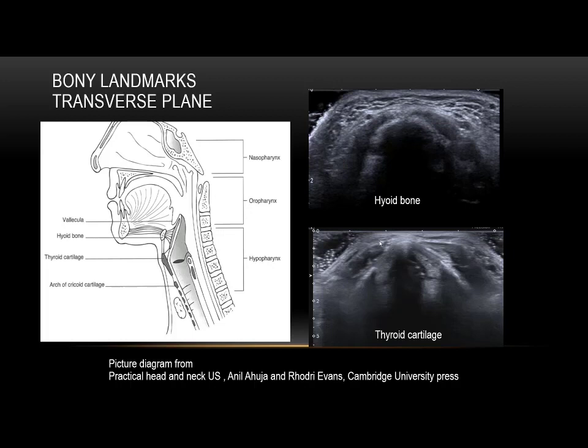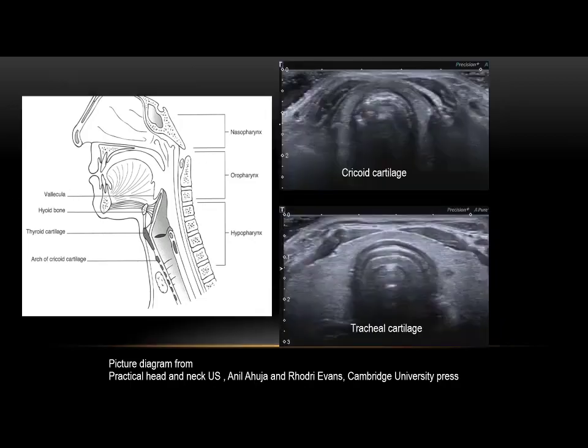And also thyroid cartilage has a lot of small muscles around it and attached to it. So this is the structure that we need to know. When we come with the hyoid bone and then go down, you will see the thyroid cartilage. Okay, let's move to the next landmark.